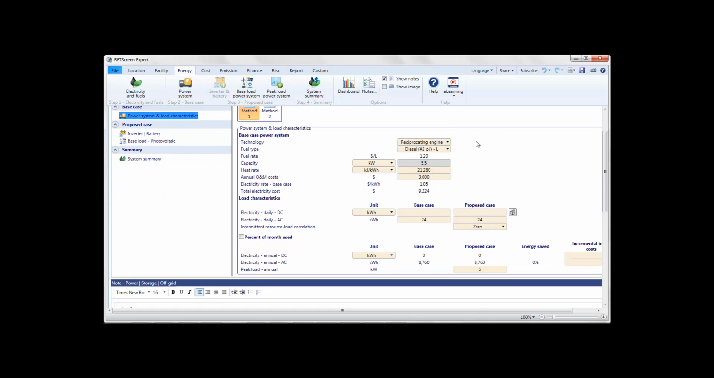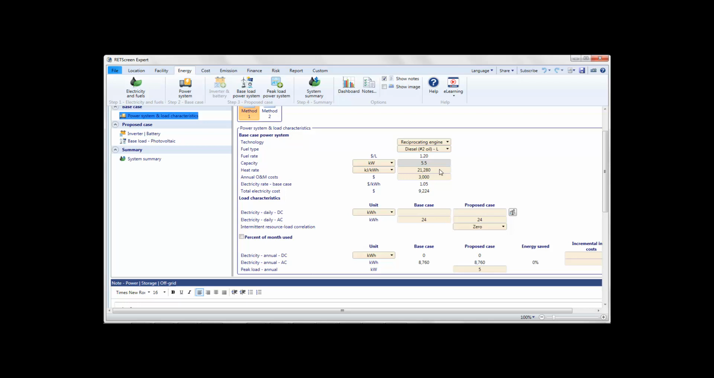So it's configured this with a reciprocating engine running on diesel. Wonderful. There's the $1.20 per liter. We know that's not appropriate for this project. It's selected a capacity of 5.5 kilowatts. It's a bit smaller than our 7 kilowatts, but that's fine. Here's the first really major difference. The heat rate here is 21,280 kilojoules per kilowatt hour.